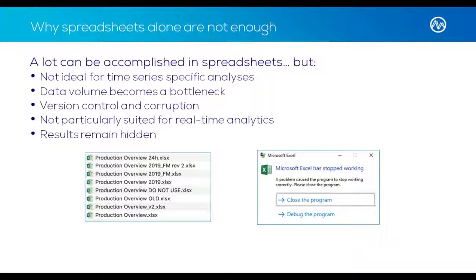And finally, it's not particularly suited for real-time analytics. So if you want to reduce that time between the process event and taking action, that real-time aspect is not really what Excel shines at, which also means that results may remain hidden, right? If you want to shoot out an alert on a certain process event, you have to have Excel open to see it, otherwise it's not going to work.